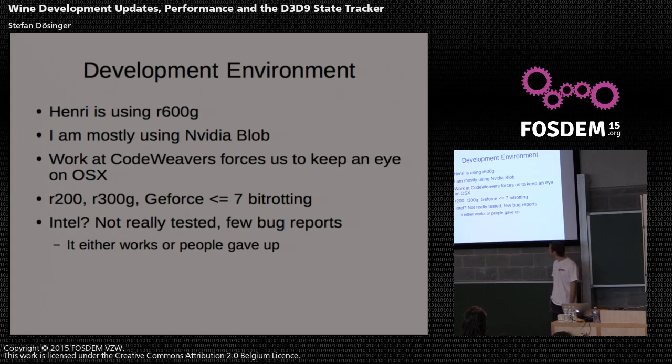And for Intel GPUs, I'm sorry, I don't know. We have pretty few bug reports about that. No developer is using it, which means that everything is working just fine, or that nothing is working and everybody gave up. So is anyone here using Wine on an Intel GPU? Knowingly, do you have any problems with it? Yes?